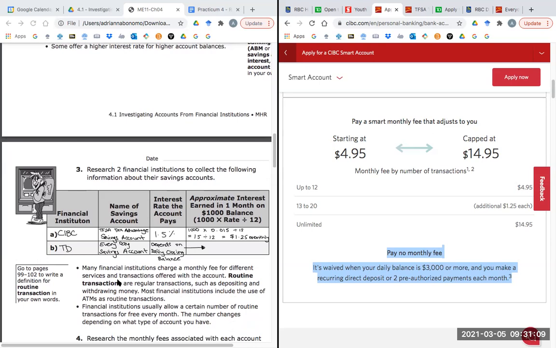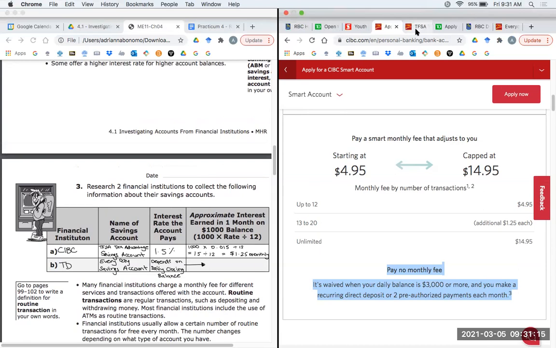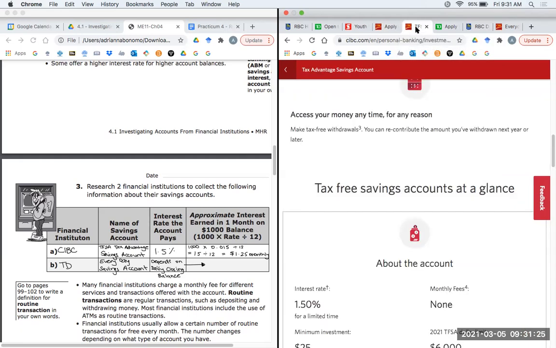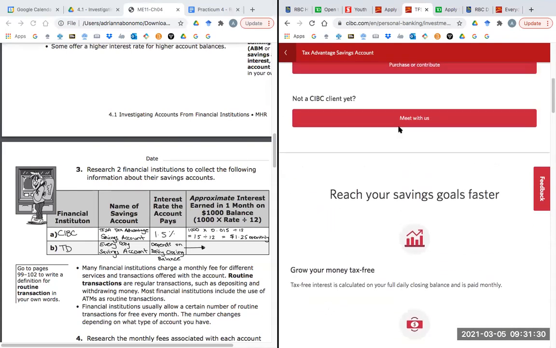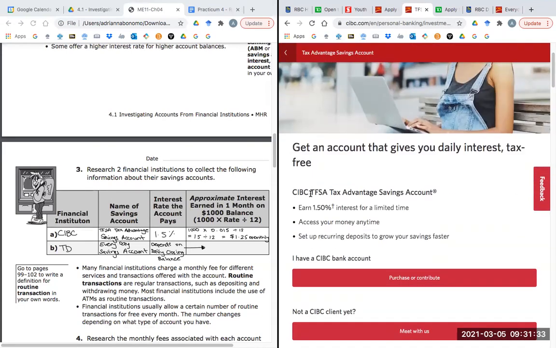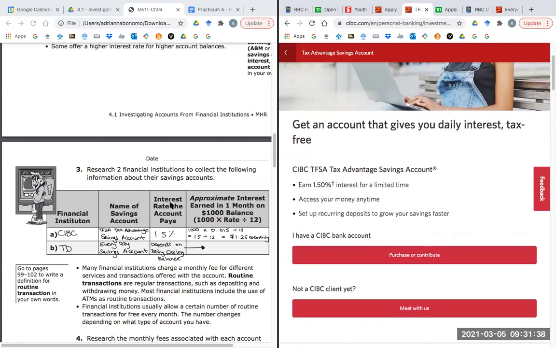So now we're going to research financial institutions that have savings accounts. Again, all you have to really search on Google is bank savings accounts. And you could even be more specific and choose a certain bank that you want to look at. I decided to look at CIBC's savings accounts. So I found the CIBC TFSA Tax Advantage Savings Account. Here, the interest rate is 1.5%. So whatever amount you put into your bank account, you'll earn an extra 1.5% of that.